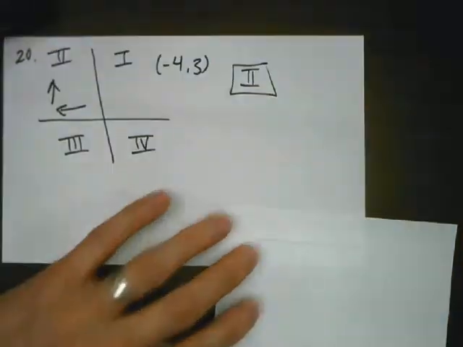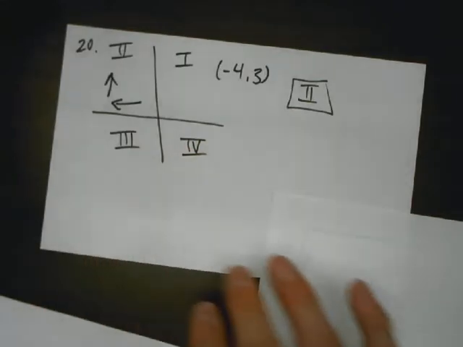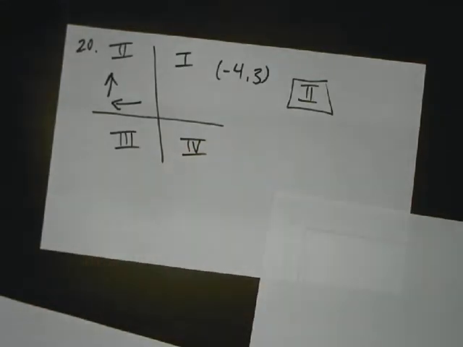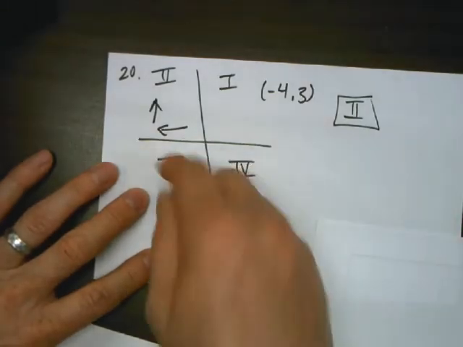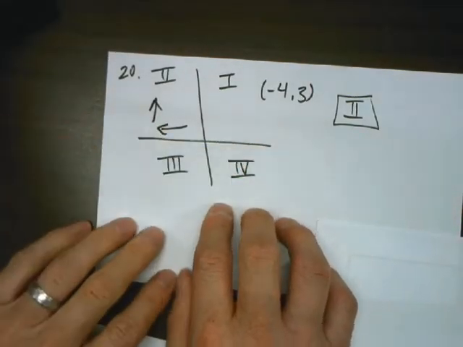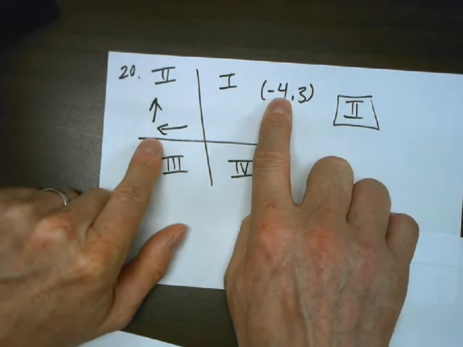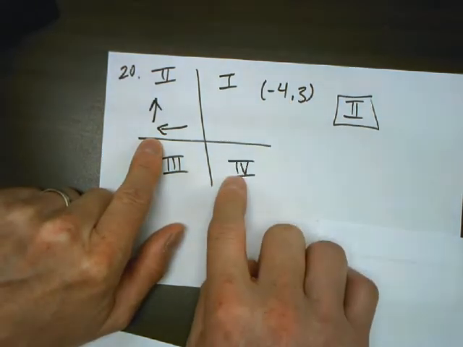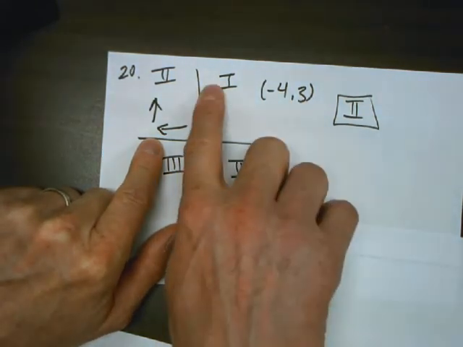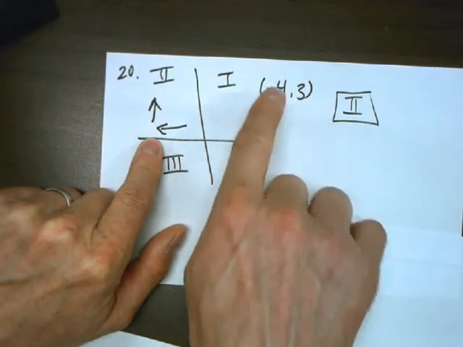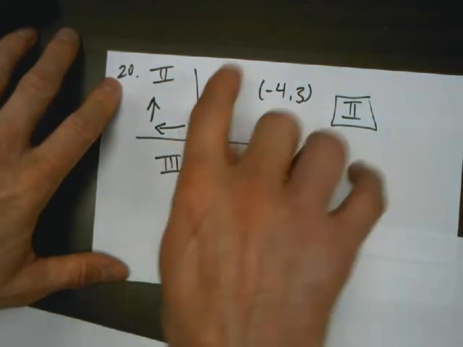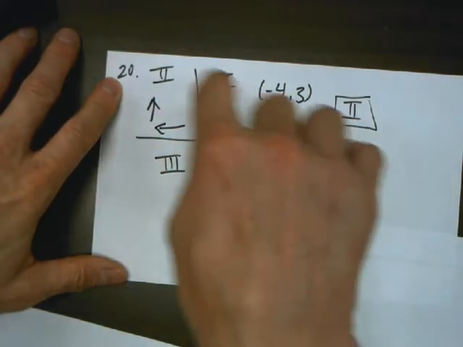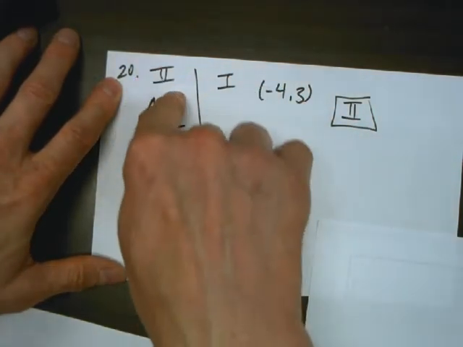So for number 20, they say which quadrant does the point -4, 3 lie in? Well, you go side to side first. Negative is to the left, positive is to the right. So if it's -4, I go to the left 4. And then we go up and down. So positive is up, negative is down. So I go to the left 4, up 3. That's quadrant 2 because the quadrants start in top right and it goes counterclockwise in order. 1, 2, 3, 4. And remember that we use Roman numerals.